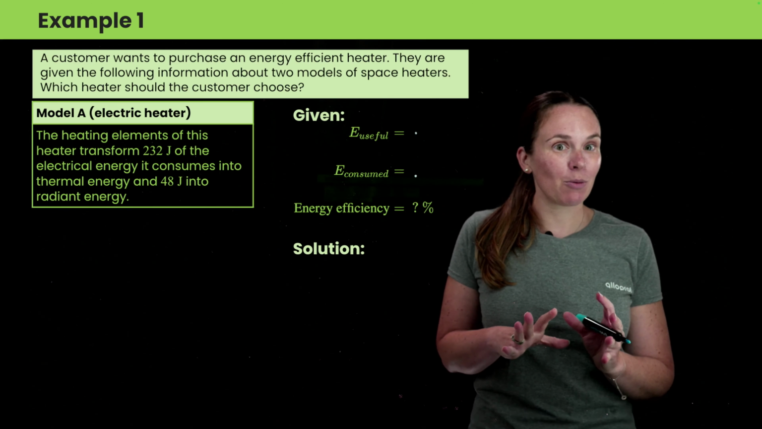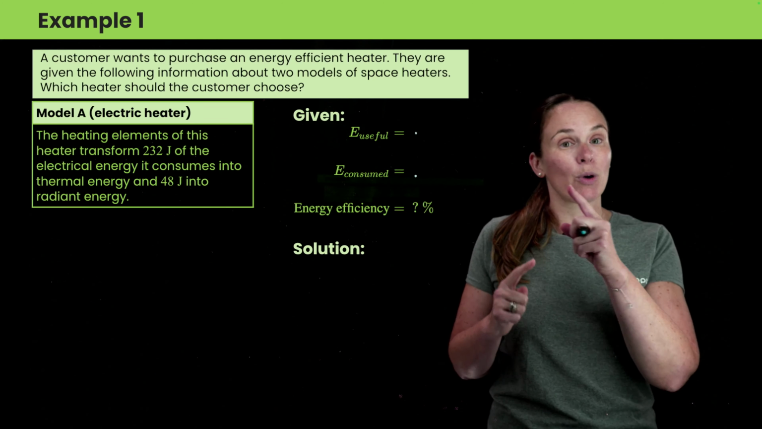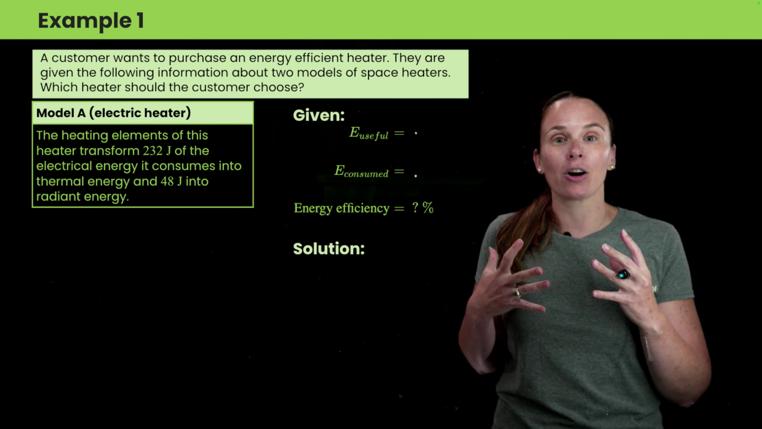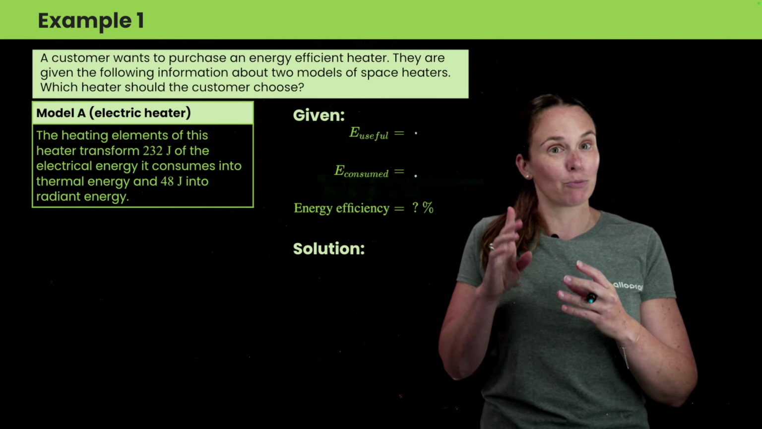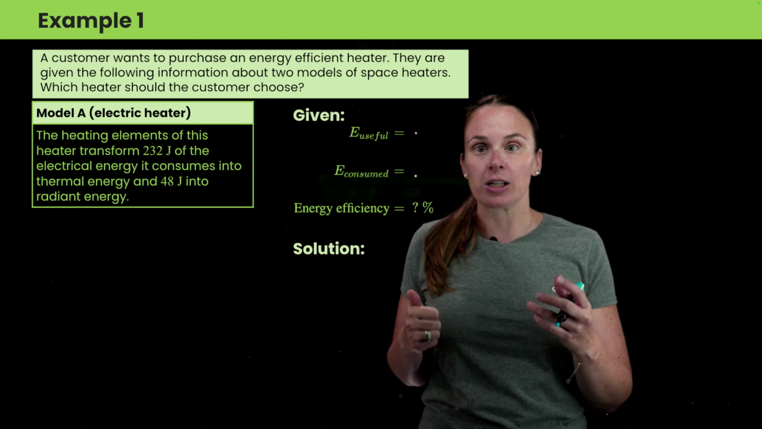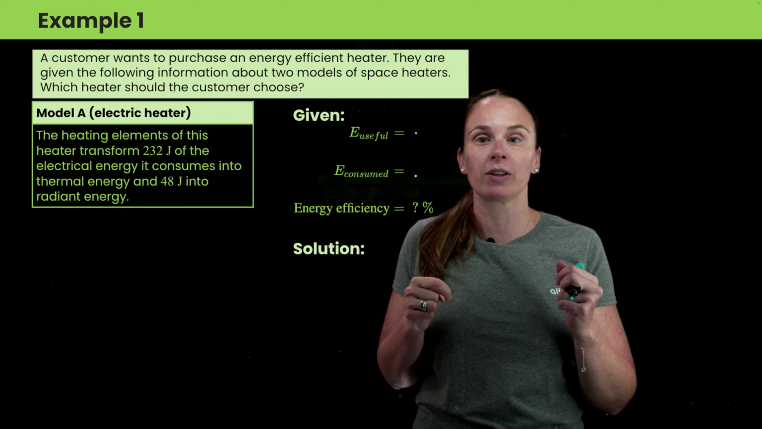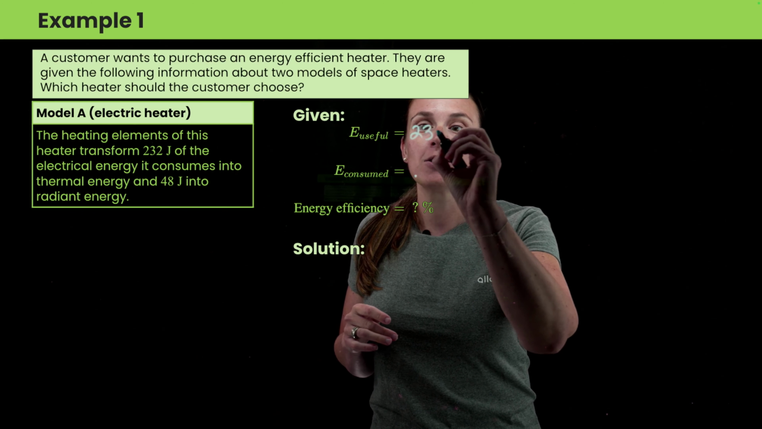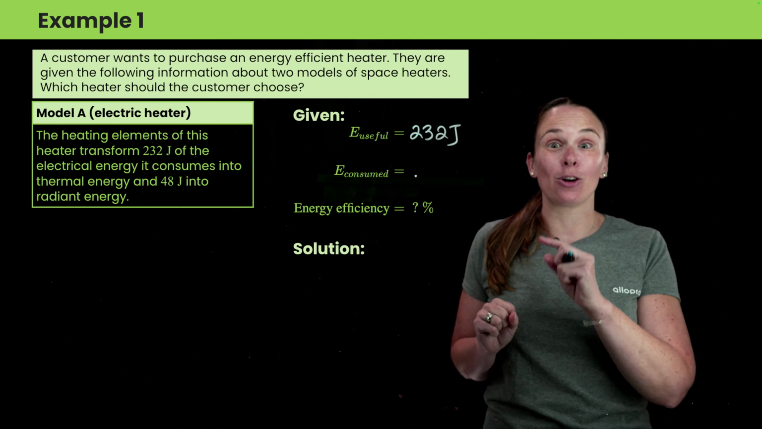So the first thing that we need to do in a question, in any type of example, is look at what we're given and write down what we're given. So in this question, we have our useful energy, our consumed energy, and our energy efficiency that we have to look for. So in the question, we look at our useful energy. The heating element of this heater transforms 232 joules of electrical energy. That is our useful energy. So we write it down. It helps us figure it out.